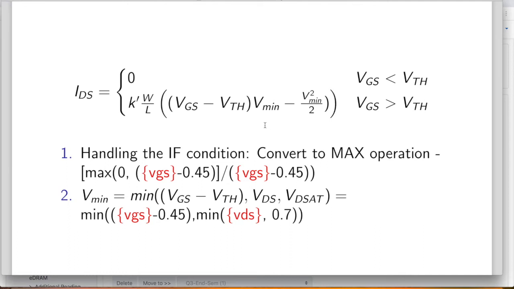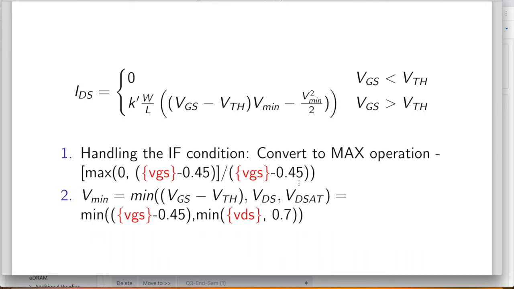The first thing is to handle the if condition. If VGS less than VTH, you convert it to a max operation. Max again is a keyword that is available in Moodle. So I am going to simply convert this to max of 0 comma VGS minus VTH. Remember, VTH is a constant which I assigned as 0.45. So max of 0 comma VGS minus 0.45 divided by VGS minus 0.45.